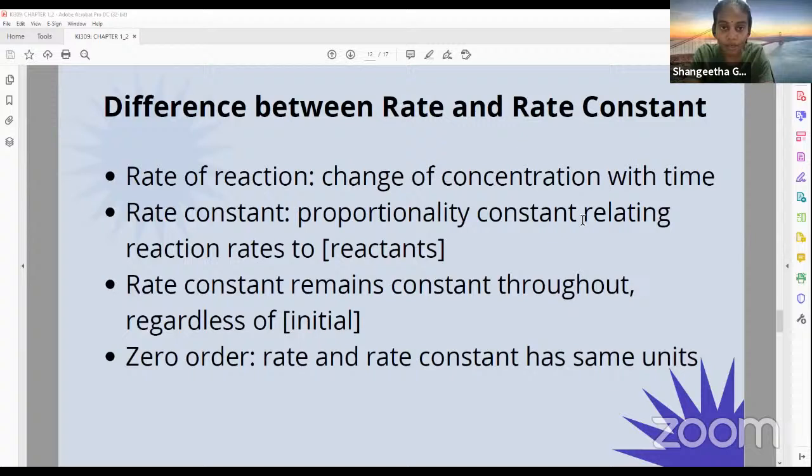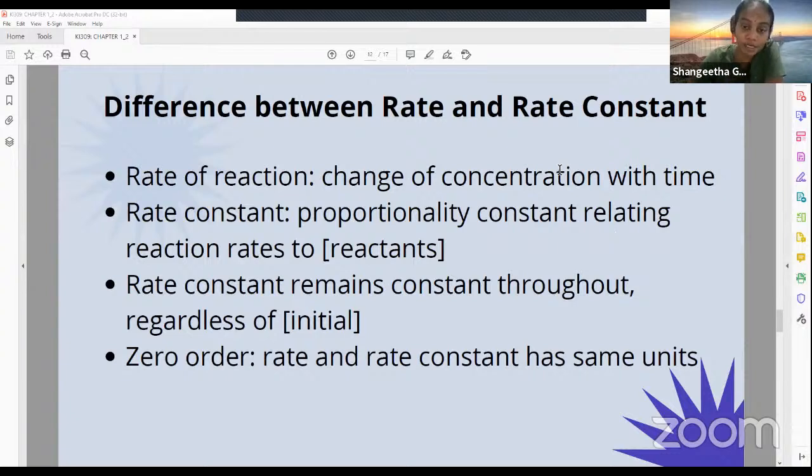So at any point of time, the rate constant K, the value will be the same in that particular reaction or experiment. For zero order, it's very important for you to remember that the rate and rate constant actually have the same units. These are some of the information from the last few slides that you must remember.